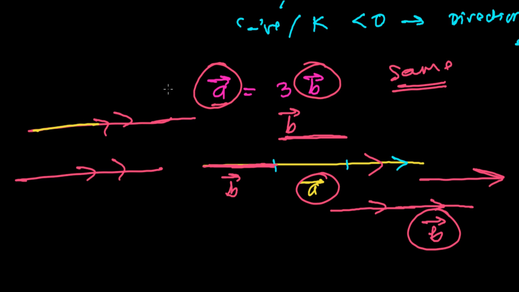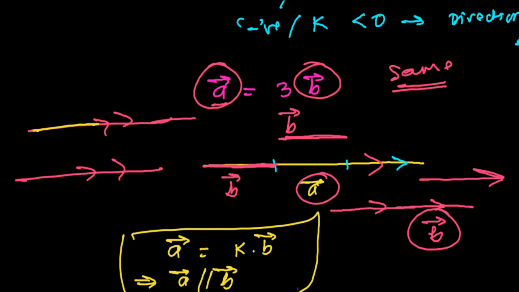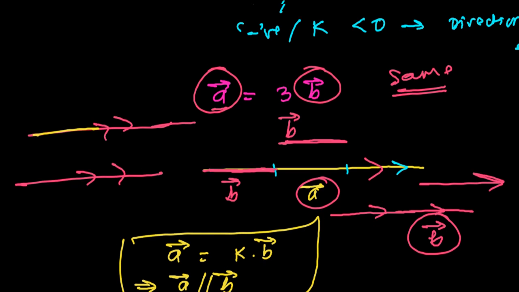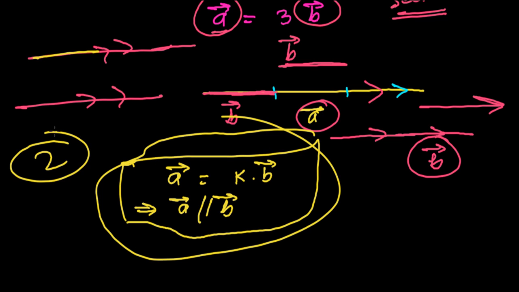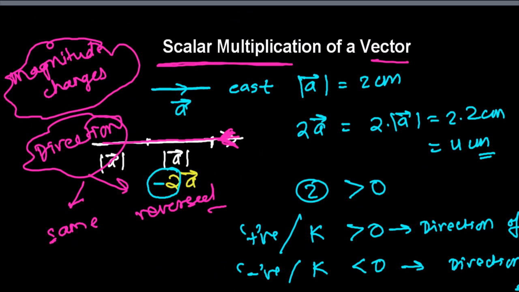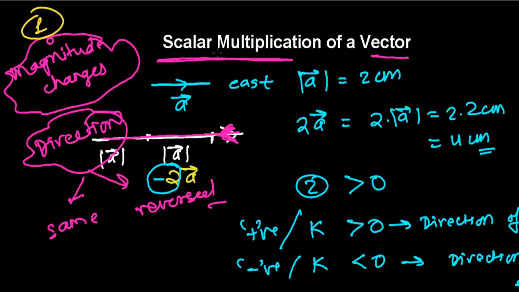So simply I want to say that when vector A is k times vector B, the conclusion is that vector A is parallel to vector B. This is what I was trying to deliver, this is the message I want to say. Keep this in mind. This is your note 2 for your brain, and your note 1 was this: whenever scalar multiplication of a vector happens, the magnitude gets changed, and the direction remains the same or may get reversed, until and unless k is 1.